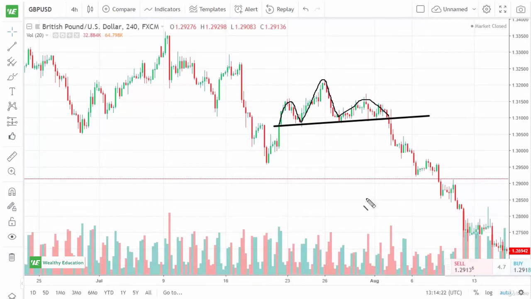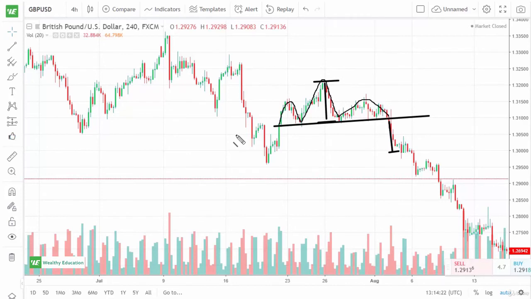So, one of the things that makes the head and shoulders so valuable, to me at least, is that there's a measuring stick. I love patterns with measuring sticks. You take the tallest part of the pattern to the neckline, and in this case, it's about 110 pips, from 132 to 130.95 or so. Once you break down below the neckline, you are moving the height of that pattern in theory, and that would be your target. And you can see that clearly it worked out. And in fact, it worked out much better than that.